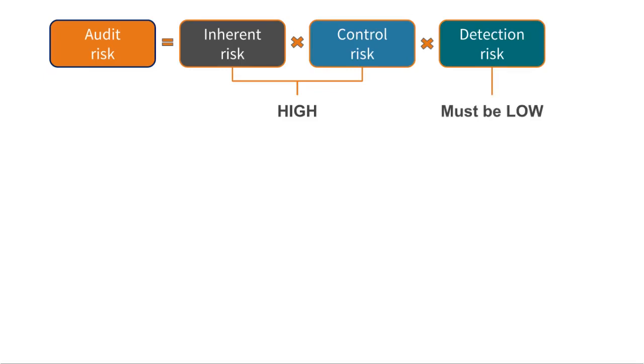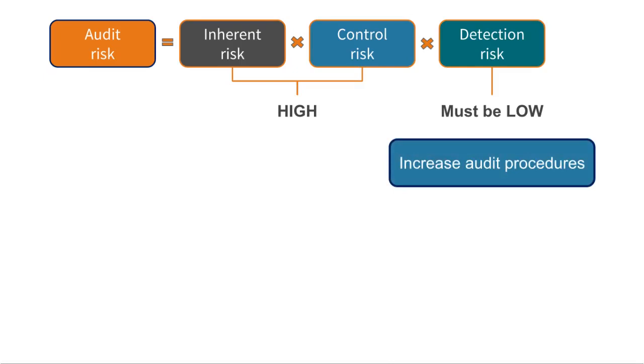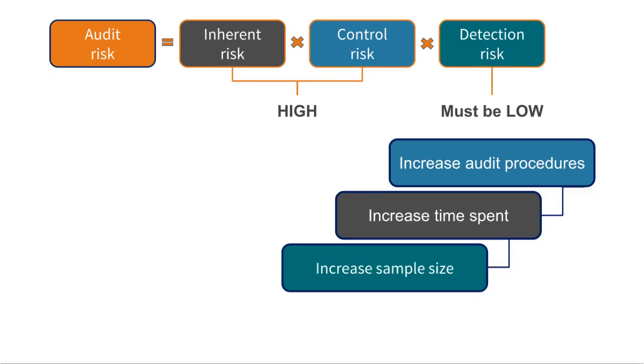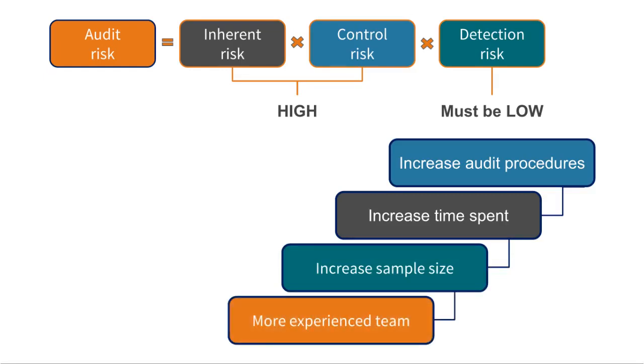The only way to reduce detection risk is to increase the work carried out on the audit. More audit procedures would be needed. More time should be spent on the audit. Sample sizes should be increased, and even more experienced audit staff should be used to help detect material misstatements.